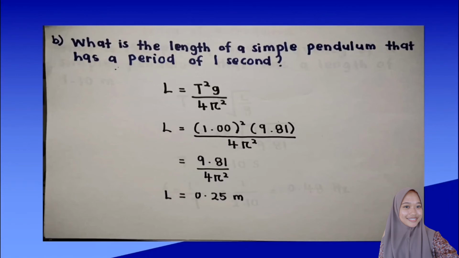Soalan seterusnya. What is the length of the simple pendulum has a period of 1 second? So dia suruh kira length of the simple pendulum, tapi dia dah bagi masa dia T equal to 1 second. So kita guna balik formula yang first tadi, L equal to T power of 2 G over 4 pi power of 2. Kita gunakan formula tu, lepas tu kita gantikan T tu dengan 1 second. So lepas dah ganti masuk, akan dapat L equal to 0.25 meter.